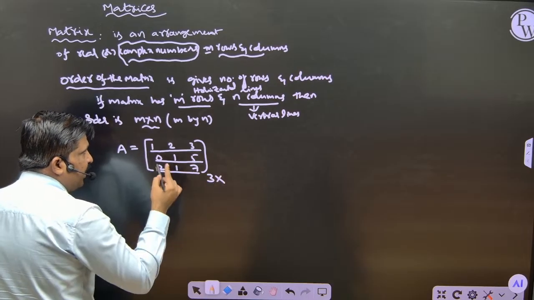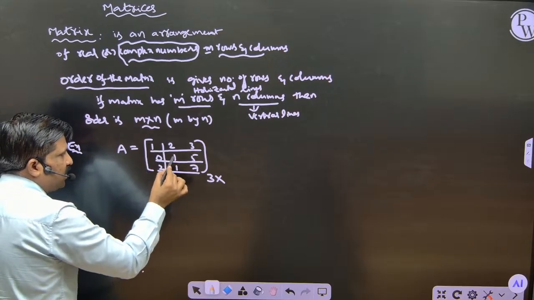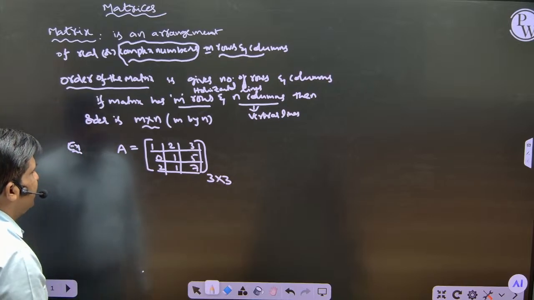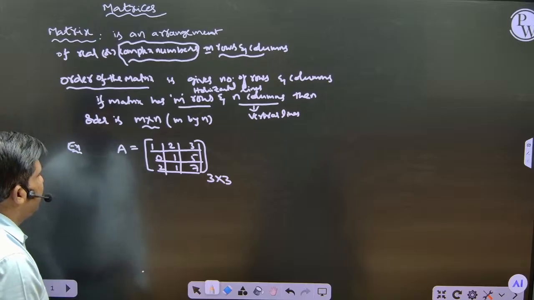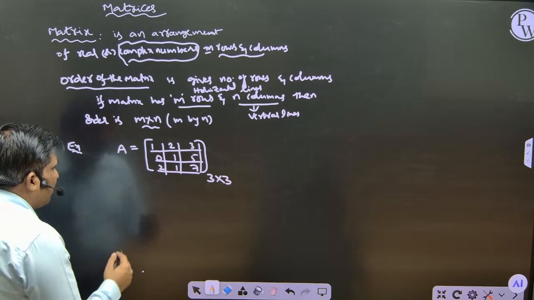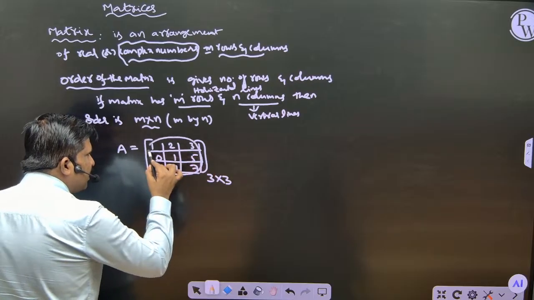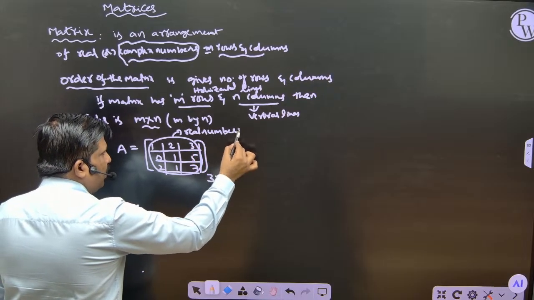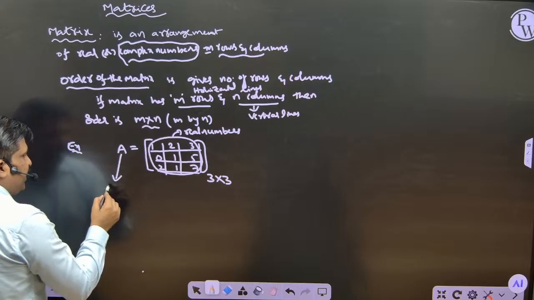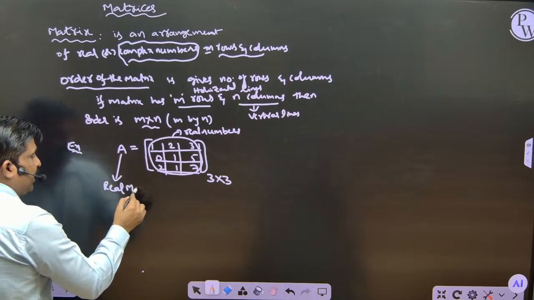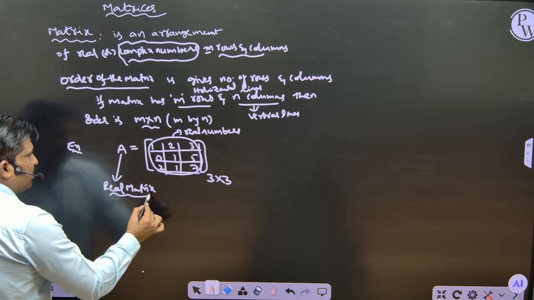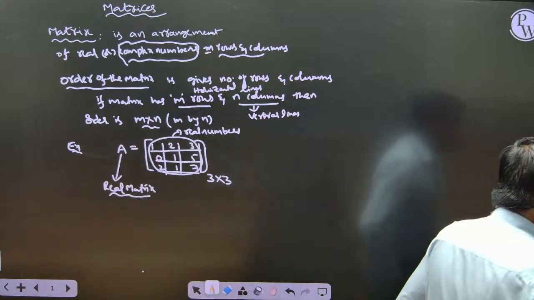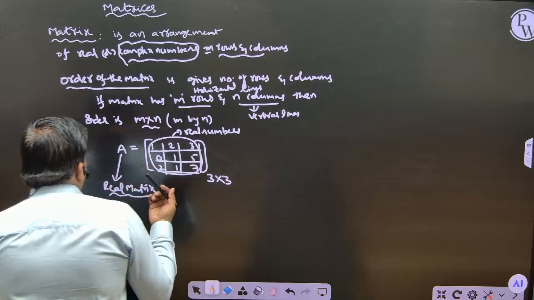Next, the columns. Columns are vertical lines; there are 3. So it is a 3 by 3 matrix. All the entries in this matrix are real numbers. That's why A is called a real matrix.